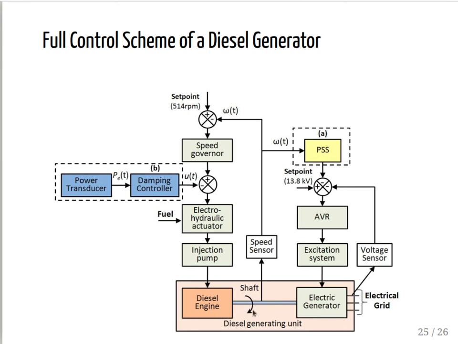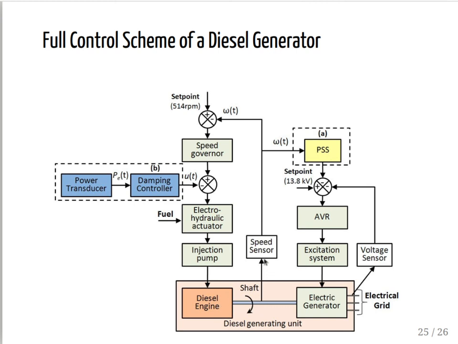Then you have another control loop for the prime mover. Again, here it is a diesel engine. It can be a hydroelectric power plant. It can be a wind turbine. It can be a diesel engine or steam engine. It can be a nuclear power plant. At the end of the day, there is some steam getting into that place.